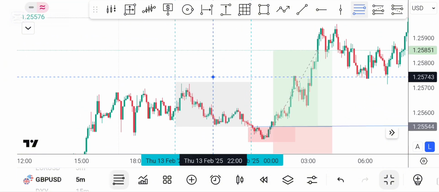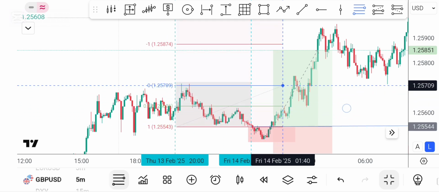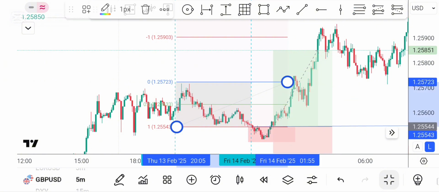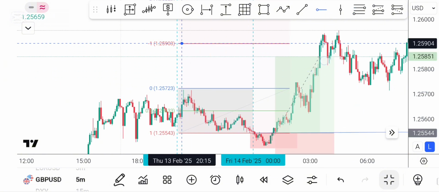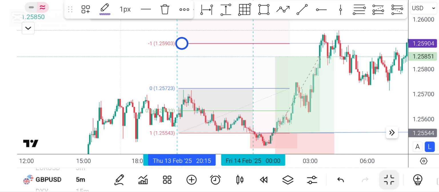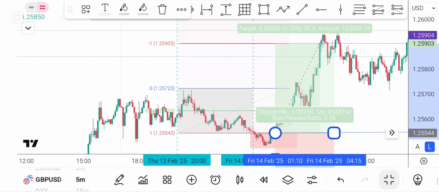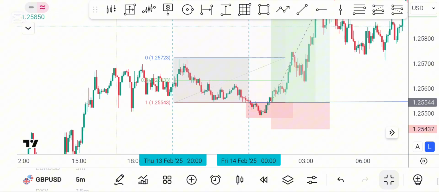And what is the condition again? We are going to measure the Asian lows and the Asian highs, that range, and our target profit is just going to be one standard deviation above the Asian highs, which is this level here, 1.25903. So if you did that and targeted just one standard deviation, you would have made 35 pips in the market, and that would have been a very good trade for Friday.